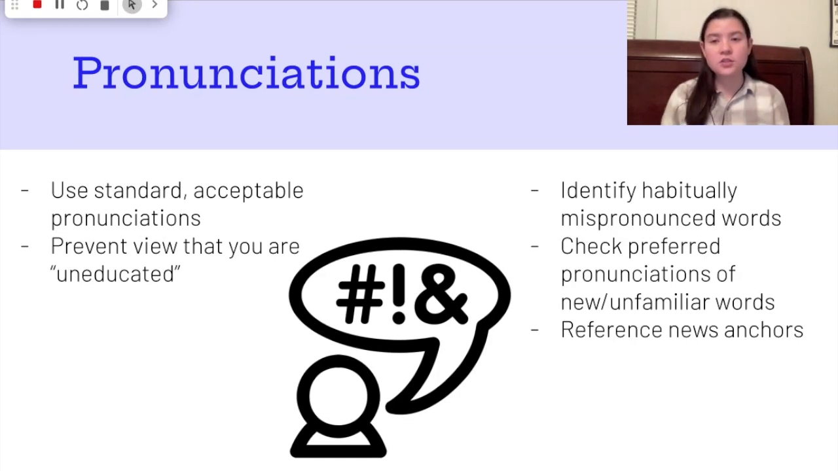A great thing that you can do is to reference the ways that news anchors pronounce words. They have a pretty standard pronunciation that is meant to follow that non-distracting type of speech. So news anchors could be a great source.